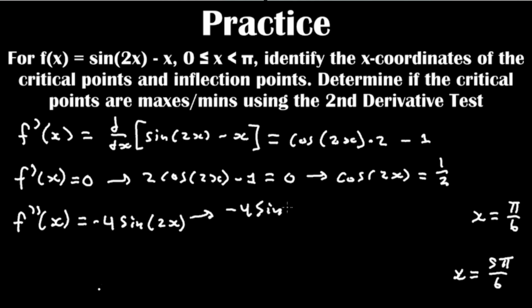Minus 4 sine of 2x equals 0. Well, we can divide both sides by -4. We get sine of 2x is 0. Where is sine equals 0?